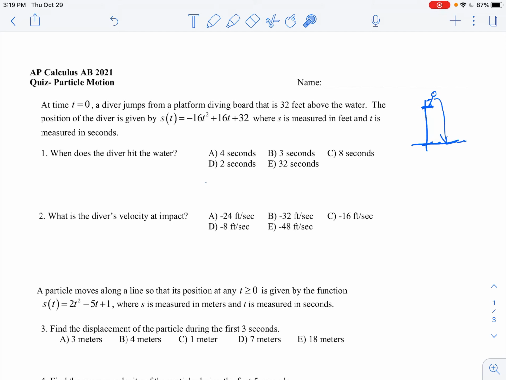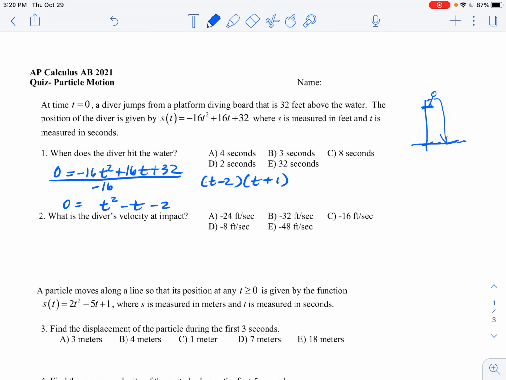We want when S is equal to 0. So 0 is equal to negative 16t squared plus 16t plus 32. To simplify my life, I'm going to divide everything through by a negative 16. So then I have t squared minus t minus 2. This is a factorable trinomial. Factors to t minus 2 and t plus 1. So we're setting these guys equal to 0. If I solve each of these factors, t is equal to 2 or negative 1. We're starting at a time of 0, so negative 1 doesn't work.